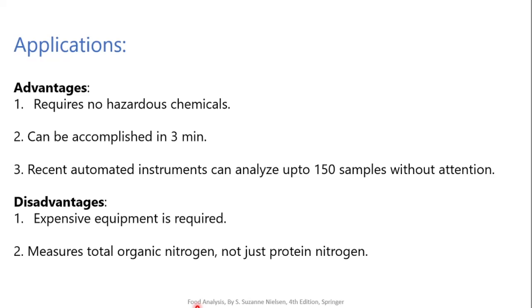Then it measures total organic nitrogen but not protein nitrogen. So it only determines the total organic nitrogen. Means nitrogen from other sources, such as vitamins or any other source, can also be detected. And our motto is that we have to find out the nitrogen present in the protein. So this is one of the disadvantages of this method.